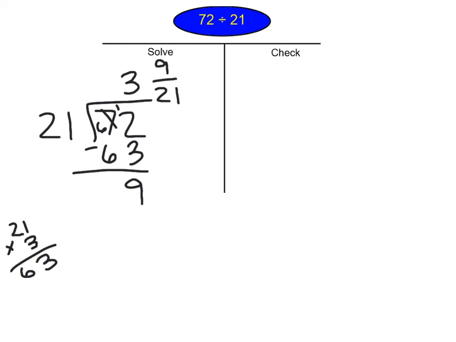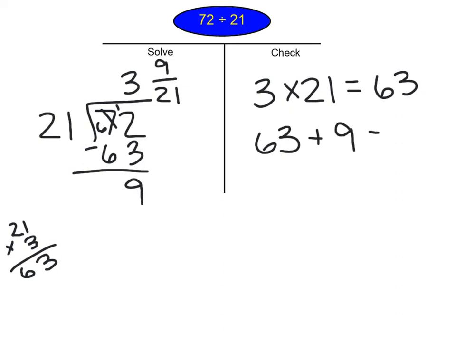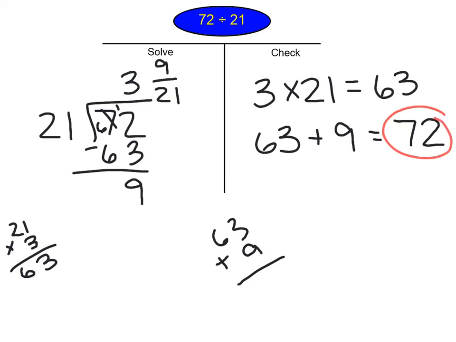Now the same rules apply for checking. I'm going to do my quotient of 3 times my divisor. 3 times 21, which I did here, was 63. Now I need to add my remainder, 63 plus 9. If you have to write down 63 plus 9 this way, that's fine, but I know that 63 plus 10 is 73, minus 1 is 72, and now that should match my dividend, which means it checks, and my answer is correct.